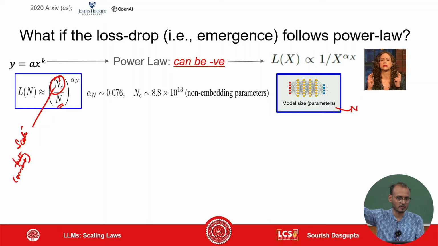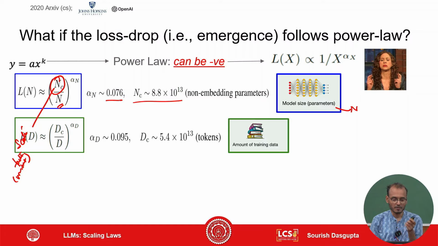So n is the x-axis basically, and through empirical evidence, as they started fitting the curve, it turned out that Nc is this value and alpha n is this value. So these are the two knobs, so to say, that control the scaling. One is the exponentiation and one is the scaling factor. These are the two knobs that control to what extent it will shoot up and show that emergence.